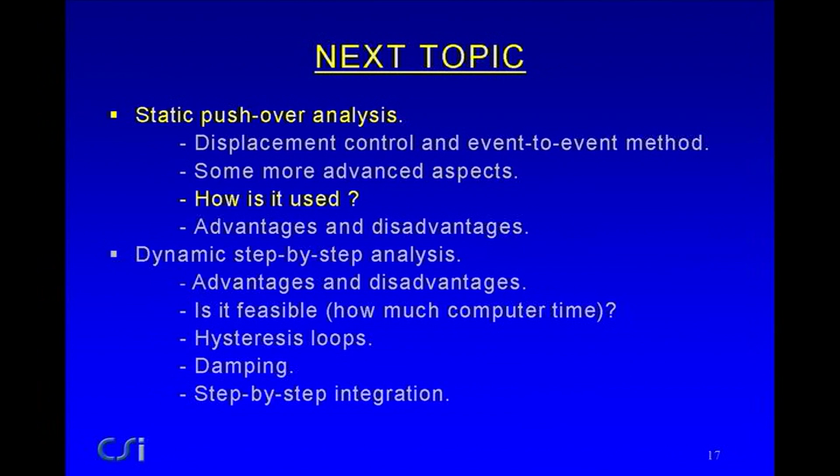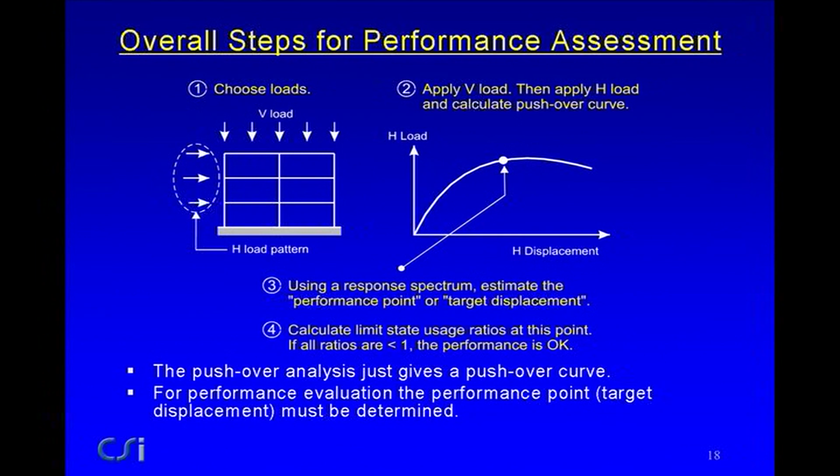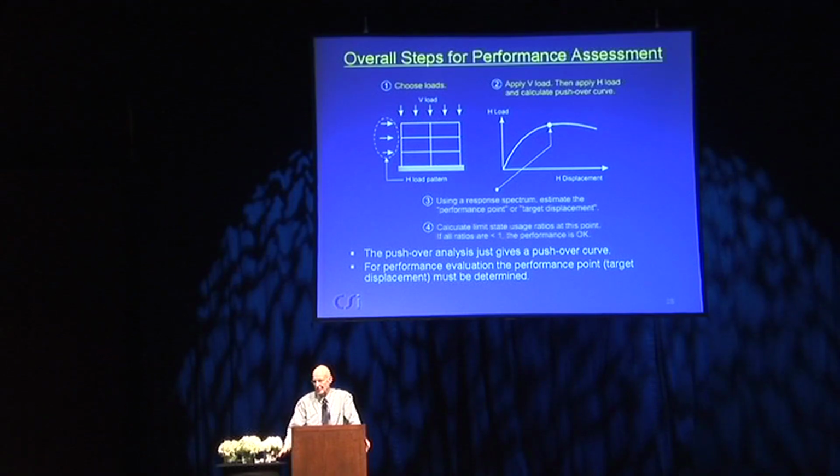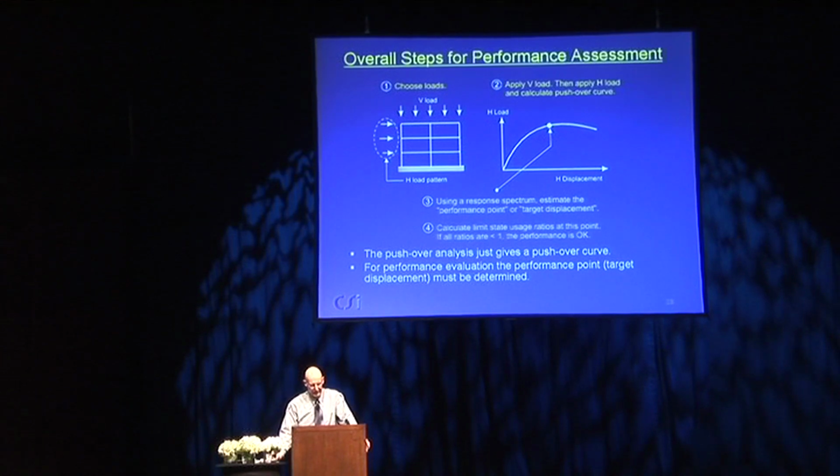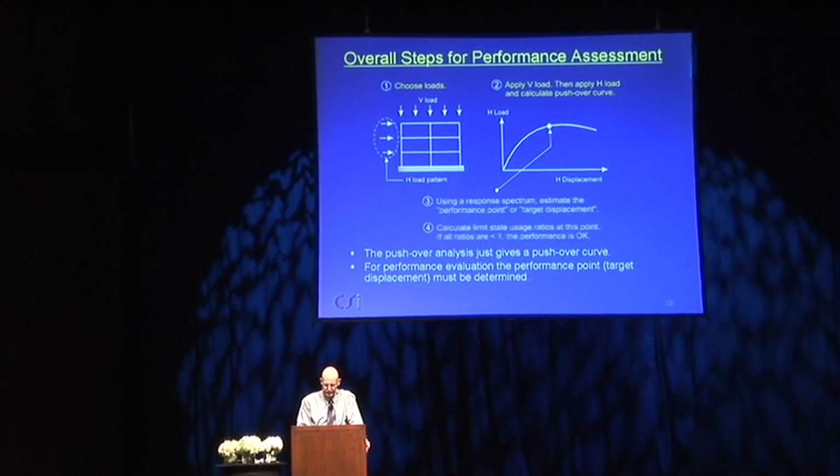And we used this slide before. Step 1, you choose the loads. Step 2, you get the pushover curve. And then step 3, using a response spectrum, you estimate the target displacement. And step 4, you calculate limit state usage ratios at that target displacement. So there's two things. The pushover analysis just gives you a pushover curve and nothing else. The key thing is for performance evaluation, you have to get the performance point or target displacement.